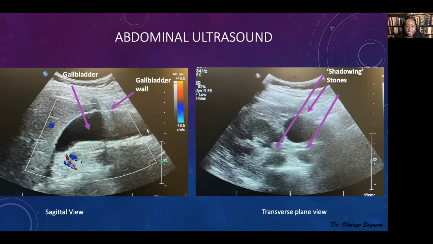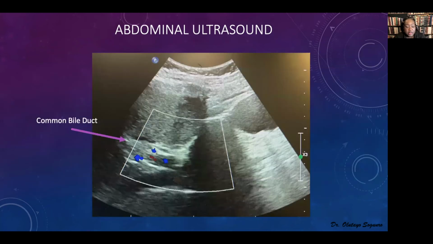Here is a patient's ultrasound. You can see some shadowing or stones in the transverse plane view. Here, you can see the common bile duct. It's measured, actually normal, at 2 millimeters.